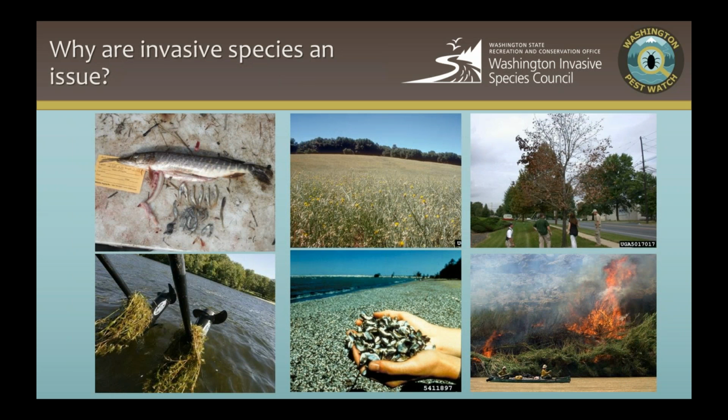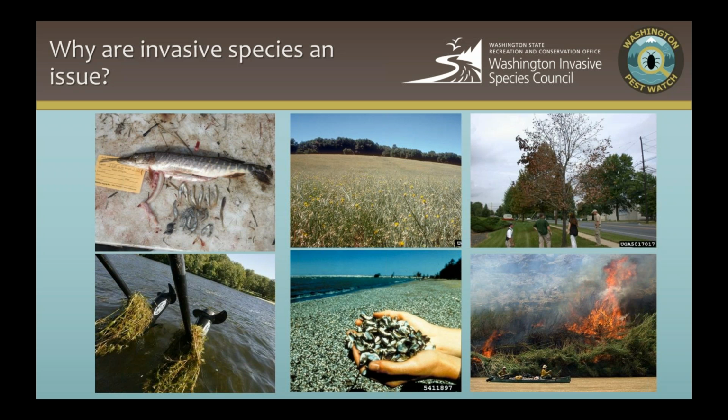So why are invasive species an issue? Invasive species can sometimes take the form of predator fish, such as northern pike that preys on finfish and potentially could be affecting salmon in the future. Some invasive plants take over fields and natural areas and displace the native vegetation. Other insects, for example, can feed on our native tree species, eventually killing them or stunting their growth.